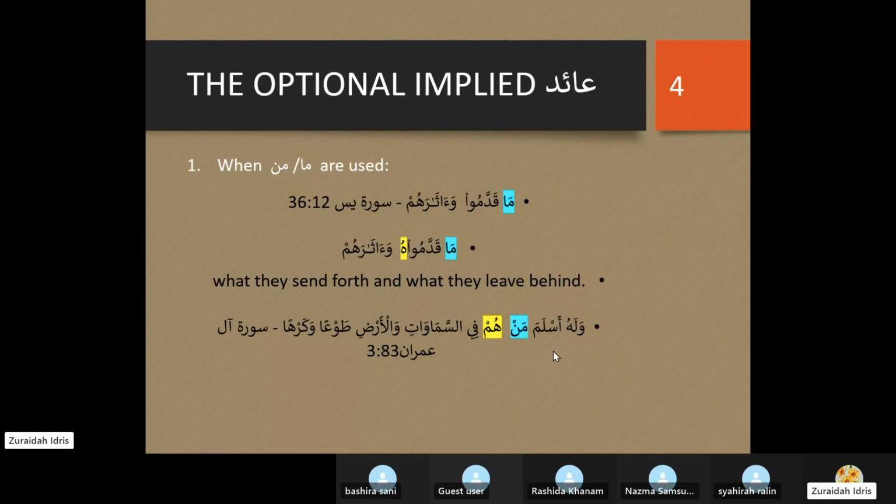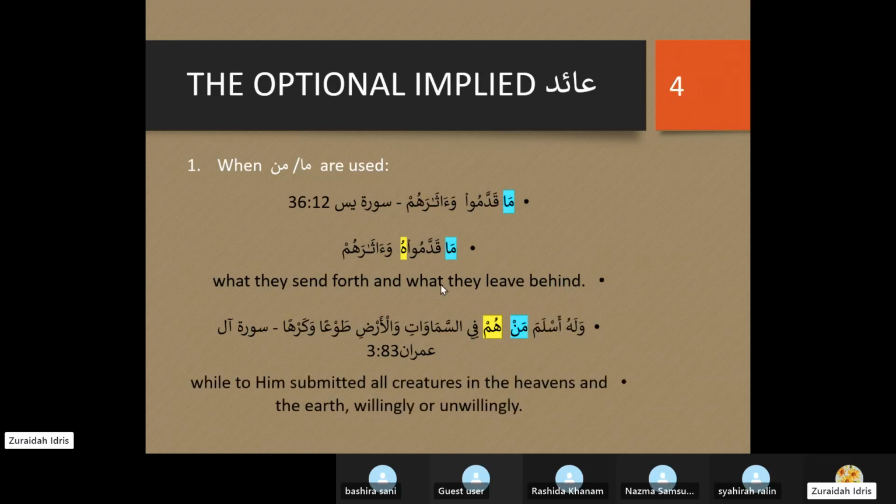So these are two examples that I highlight to you. The translation is still the same. Remember I said there's no translation for the a'id. So whether you put it or not, it'll still come out the same way.